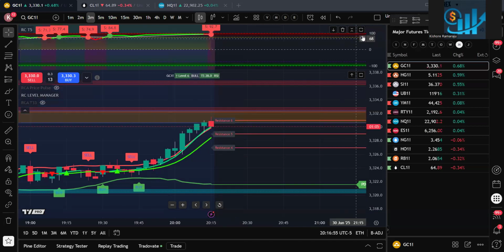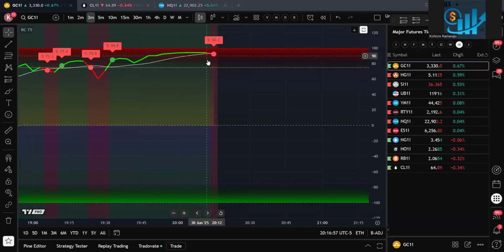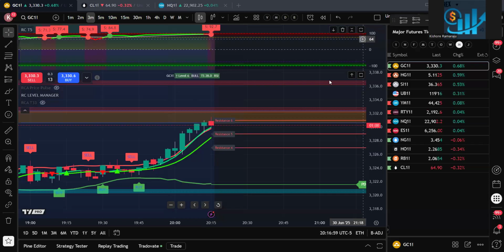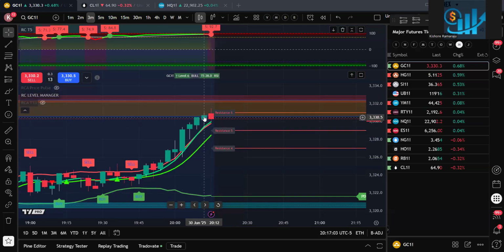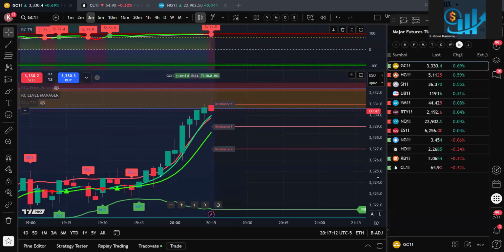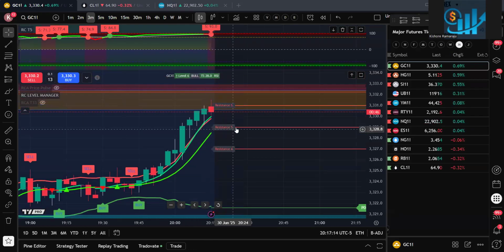So our T5 is also turning red. So we got our first confluence. Second thing, price went all the way to the resistance 456, resistance 6. And then it is at a sell zone. So now we are waiting for a confirmation. Right? If we get a sell signal, we can take a short on GC.